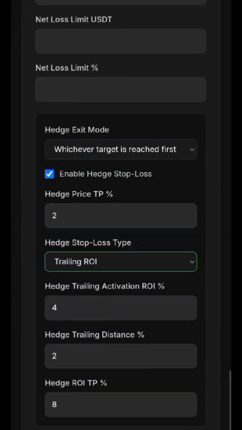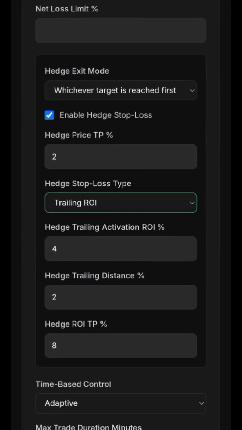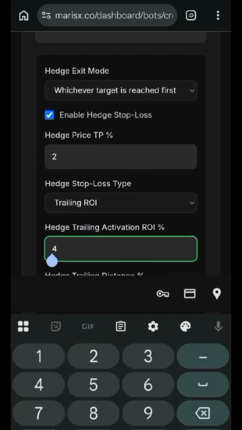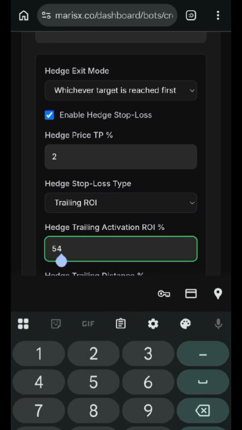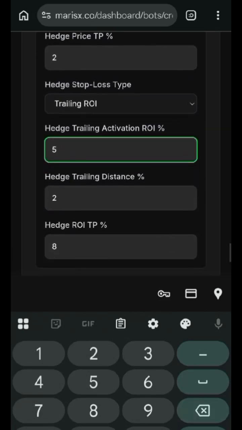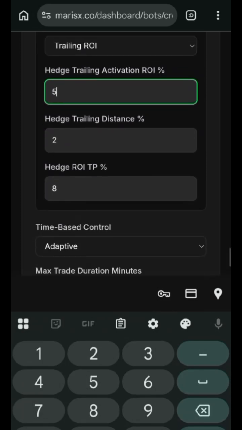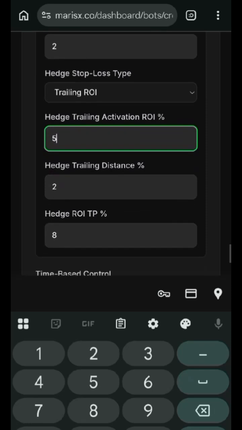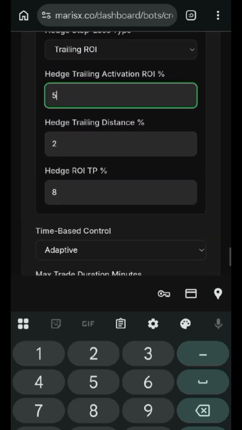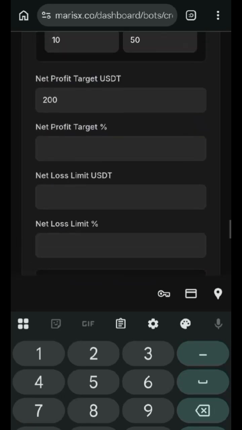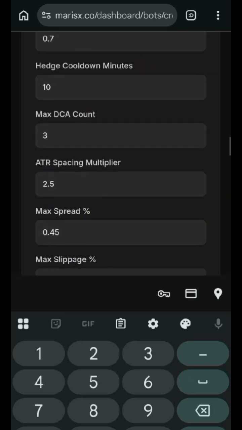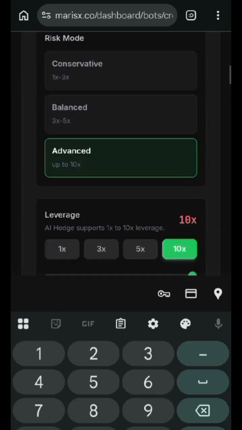And then for the trailing ROI, you have hedge trailing activation ROI. So for hedge trailing activation ROI, you can set it to 5%. All right, set it to 5%. And then hedge trailing distance, still set it to 2%. And then hedge ROI TP, set it to 8%. All right, so after you've done this, just cross check all the setup you made, make sure that everything is in order.